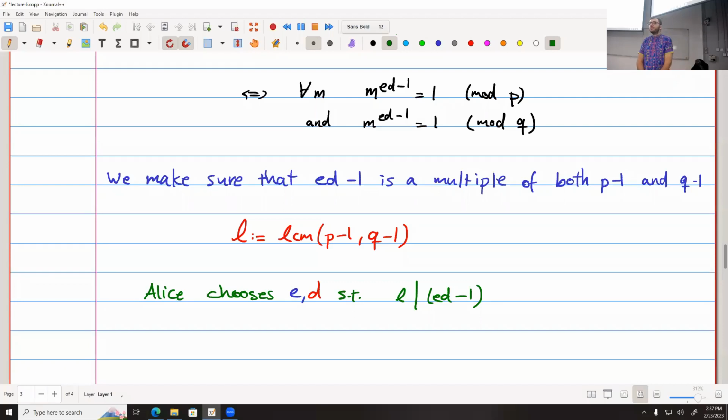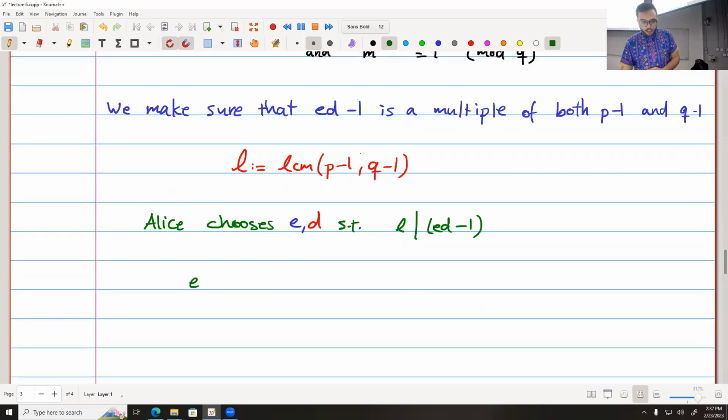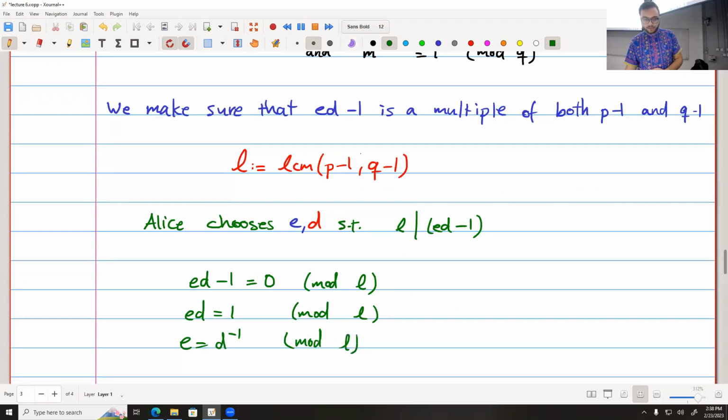Now, again, to do this, we're going to basically do the same thing that we were doing in the failed case of a prime number. We're going to say that ED minus 1 is 0 modulo L, which means that ED is 1 modulo L, which just means that E is D inverse modulo L. Okay, so now my key generation is just like the previous case.